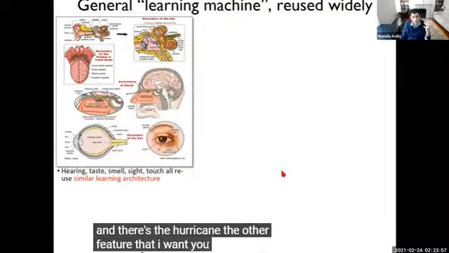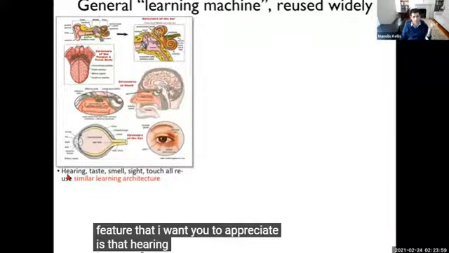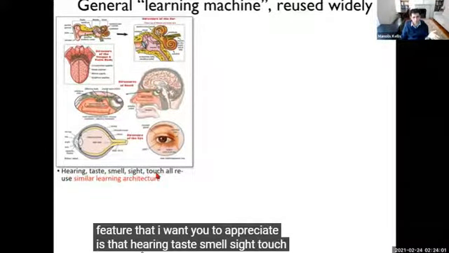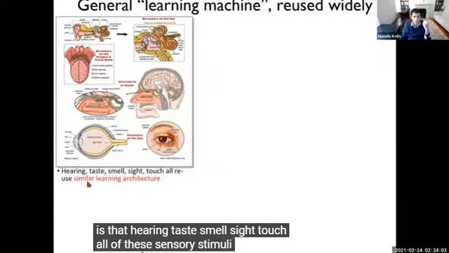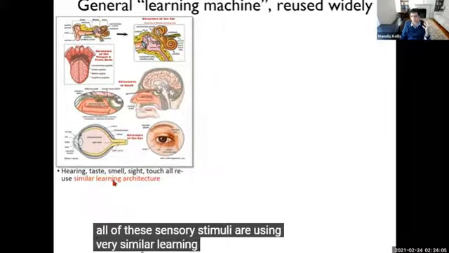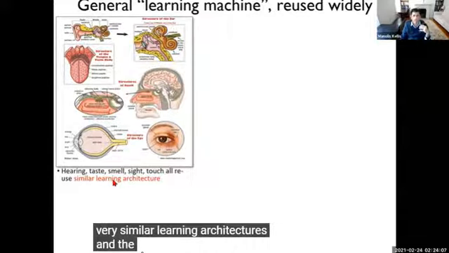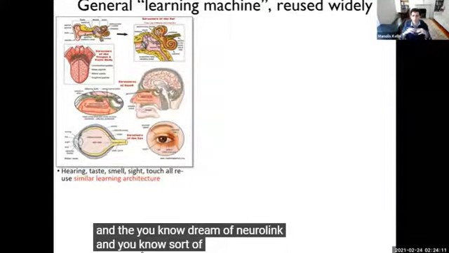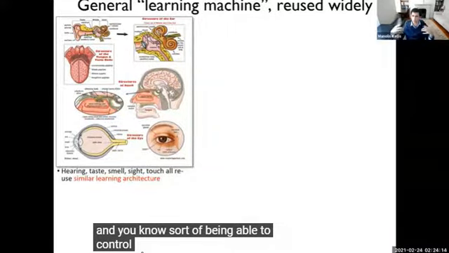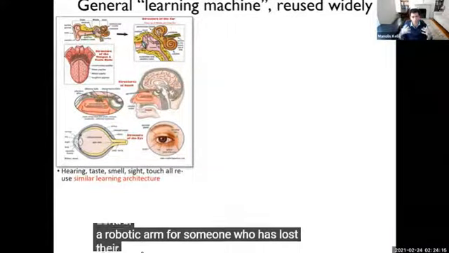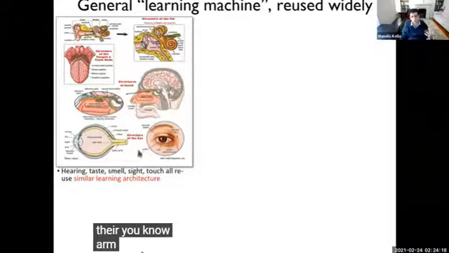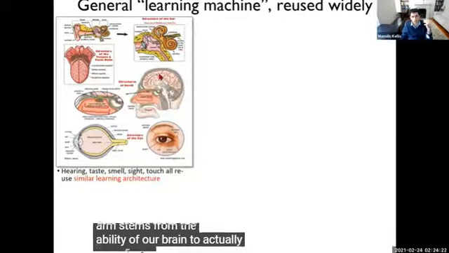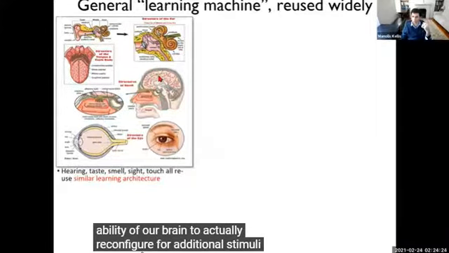The other feature that I want you to appreciate is that hearing, taste, smell, sight, touch, all of these sensory stimuli are using very similar learning architectures. And the dream of Neuralink, being able to control a robotic arm for someone who has lost their arm, stems from the ability of our brain to actually reconfigure for additional stimuli.